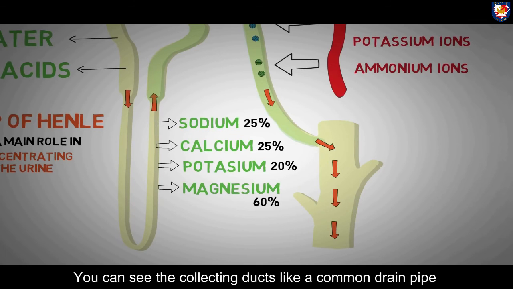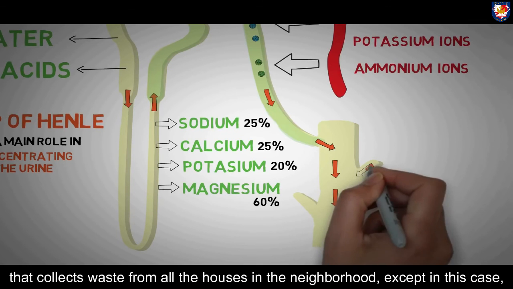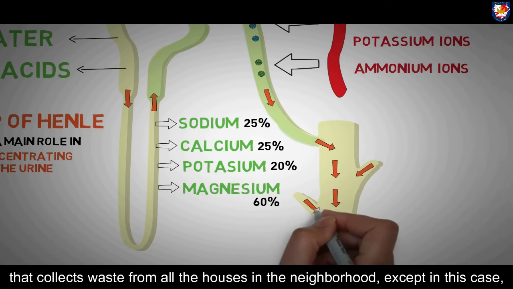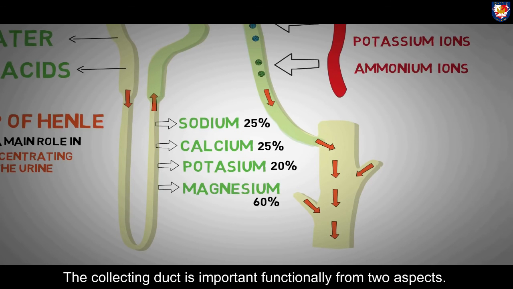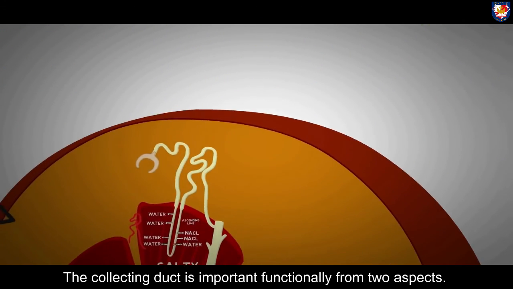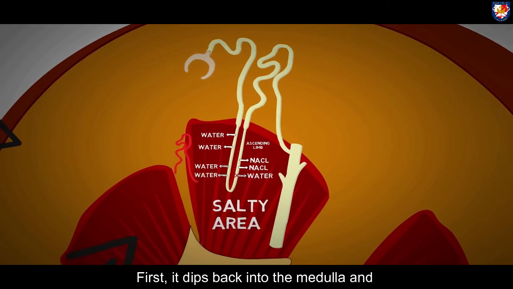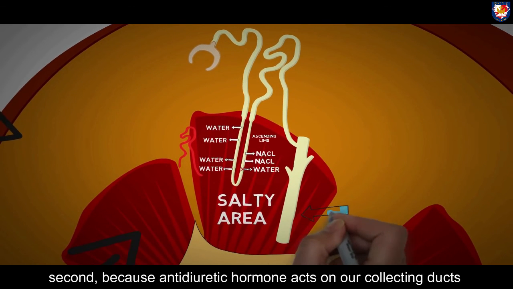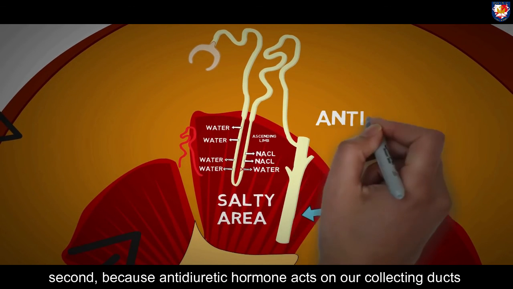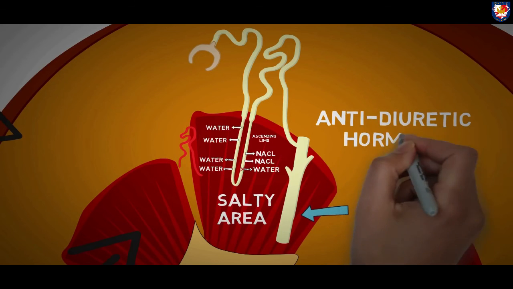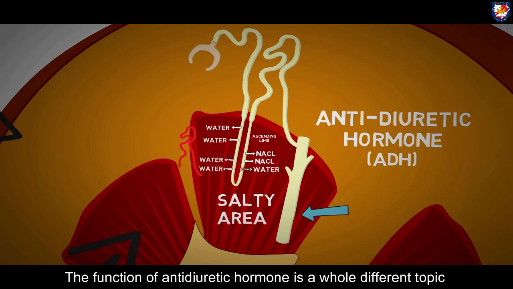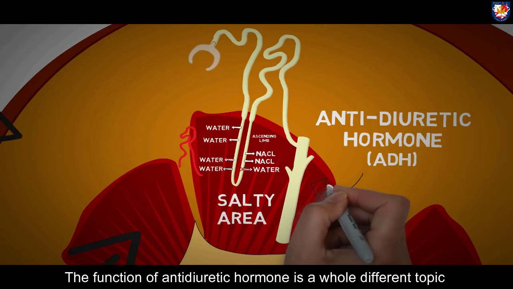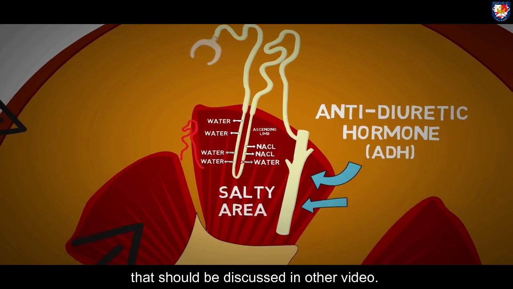You can see the collecting duct like a common drain pipe that collects waste from all the houses in the neighborhood, except in this case the pipe is the collecting duct and the houses are individual nephrons. The collecting duct is important functionally for two aspects. First, it dips back into the medulla, and second, antidiuretic hormone acts on our collecting ducts to decide whether our urine should be concentrated or diluted. The function of antidiuretic hormone is a whole different topic that should be discussed in another video.